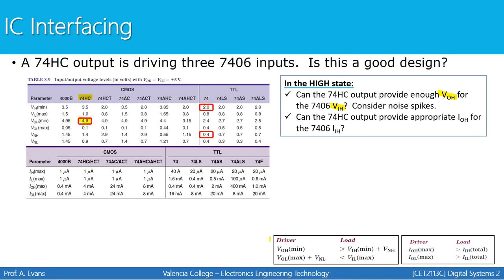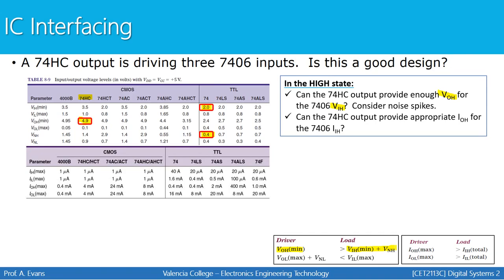So what I'm looking at is this piece of my voltage compatibility equation. We're going to see if this number, this 4.9, is larger than our high level input voltage for our 7406 right there, plus our noise spike right there. If I add those two things up, 2.0 plus 0.4 is 2.4. Is that less than our high level output voltage? Yes, it is. So when I'm checking voltage compatibility, it's voltage compatible in the high state.